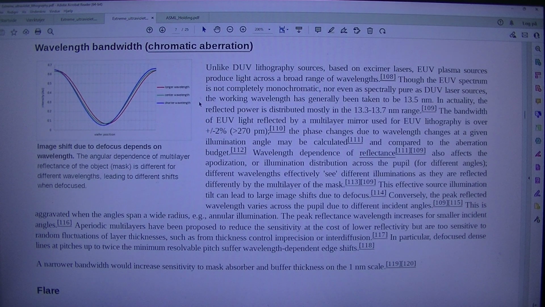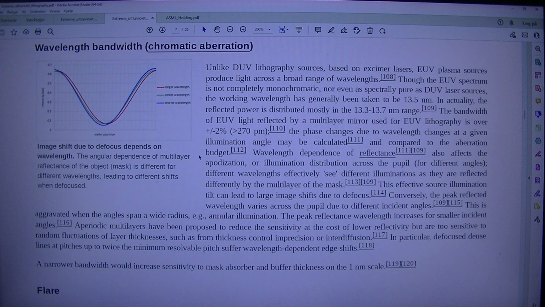In actuality, their reflected power is distributed mostly in the 13.3-13.7 nm range. The bandwidth of EUV light reflected by a multilayer mirror used for EUV lithography is over ±2%, and >270 pm. The phase changes due to wavelength changes at a given illumination angle may be calculated, and compared to the aberration budget.